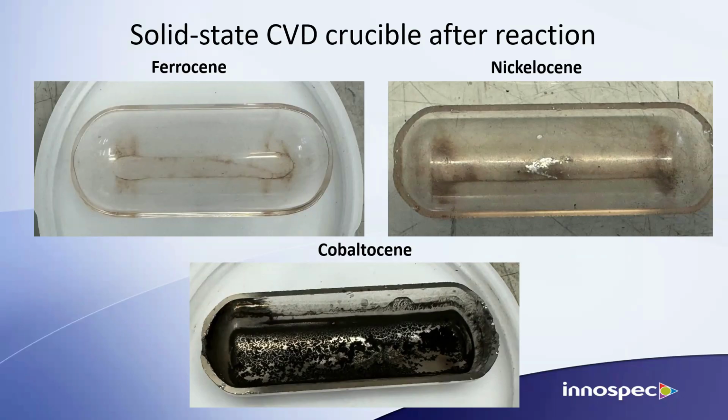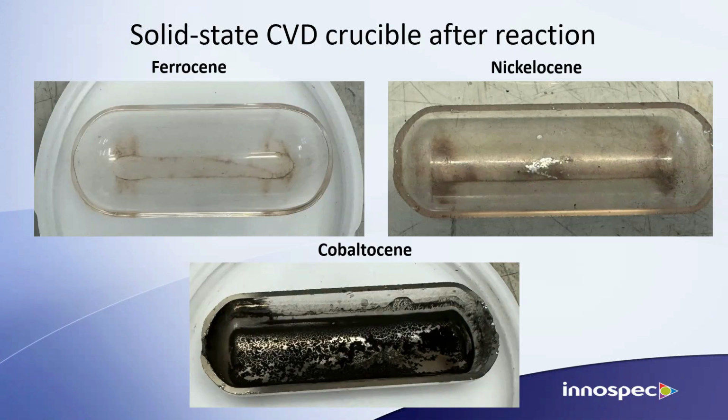So with ferrocene on the top left, the catalyst sublimes cleanly out of the crucible, leaving virtually no residue, whilst in contrast, the nickelocene only partially sublimed, a portion of which decomposed within the crucible, depositing this silver mirror-like layer on the crucible surface, effectively reducing the amount of active catalyst available for the carbon nanotube formation.